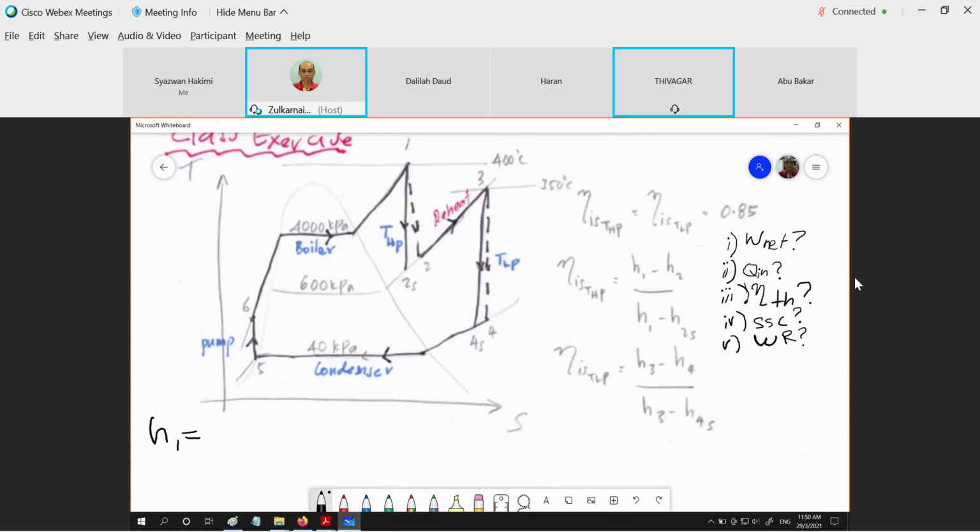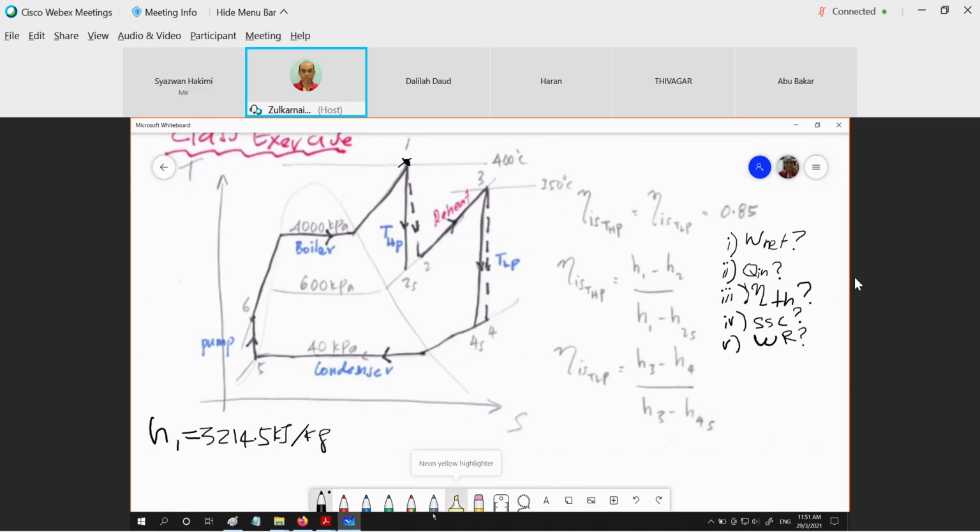Doctor, just to confirm, so superheated vapor at 4 megapascal at 400 degrees Celsius temperature. Yeah, this is the point. The H value is 3214.5 kilojoule over kilogram.